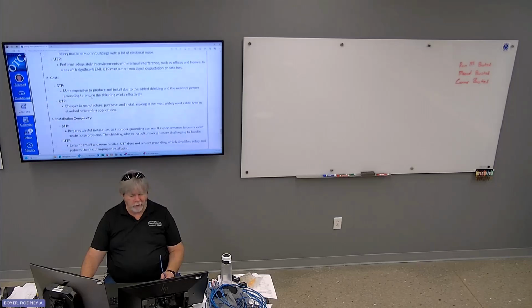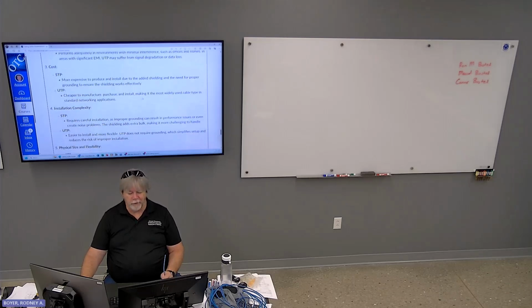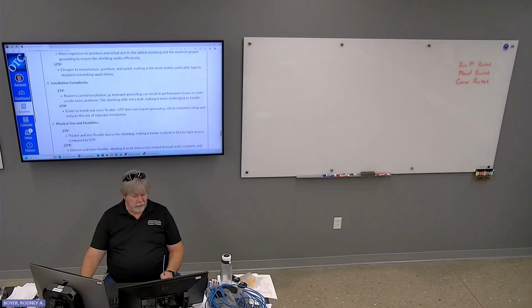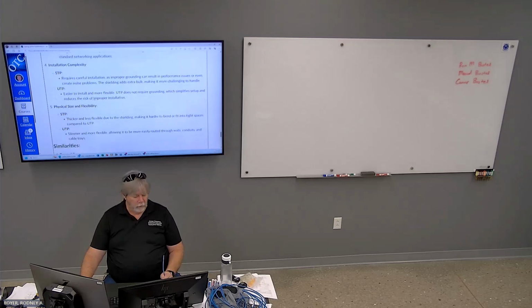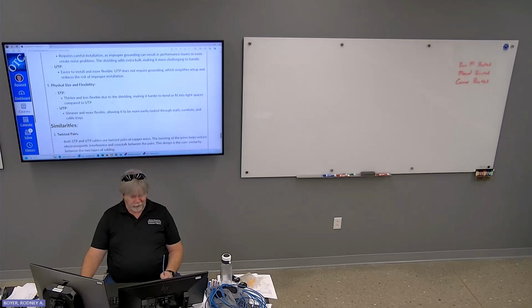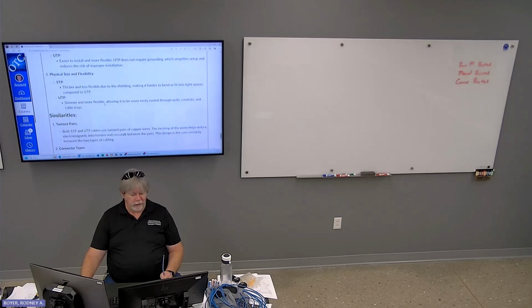Cost: STP is more expensive to produce and install due to the added shielding and needed proper grounding to ensure the shielding works effectively. UTP is cheaper to manufacture, purchase, and install. STP requires careful installation. Improper grounding can result in performance issues or even create noise problems. UTP is easier to install, more flexible, and doesn't require grounding. STP is thicker and less flexible due to the shielding, making it harder to bend or fit into tight spaces. UTP is slimmer and more flexible.